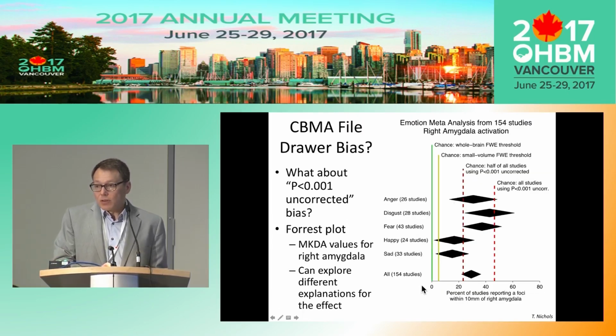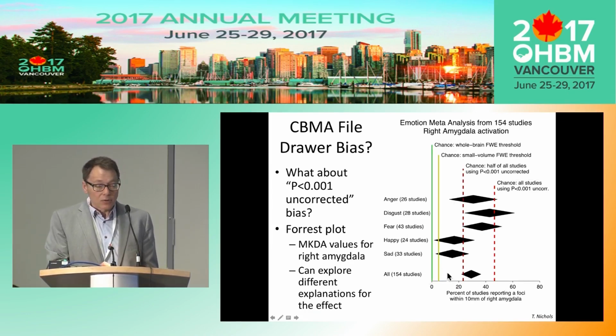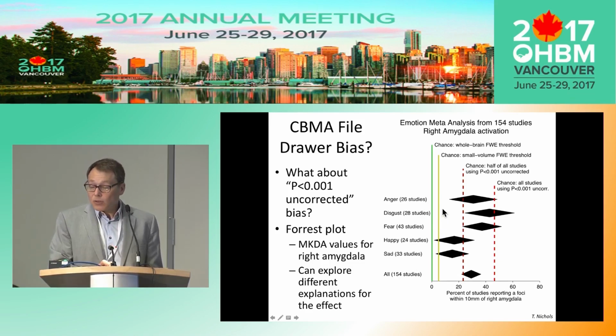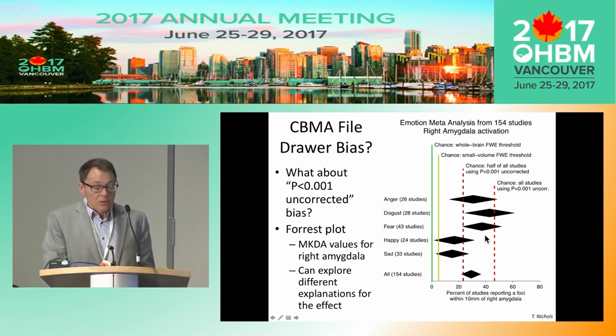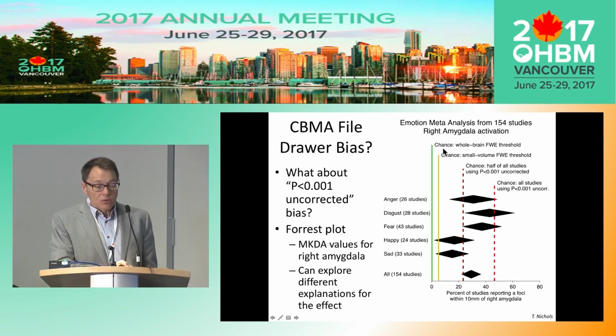This is one initial go I've made at looking at file drawer bias, just saying, could we make forest plots? This is one way of summarizing the activation in an emotion meta-analysis focused solely on the amygdala, and we can look at the percent of studies reporting a focus within 10 millimeters of the right amygdala. This is just the findings from a meta-analysis that came from Torwegers' lab, but I can also, using binomial approximation, get standard errors for these. And you can see that if everyone had used family-wise error thresholds, then all of these are going to be very far away from chance.